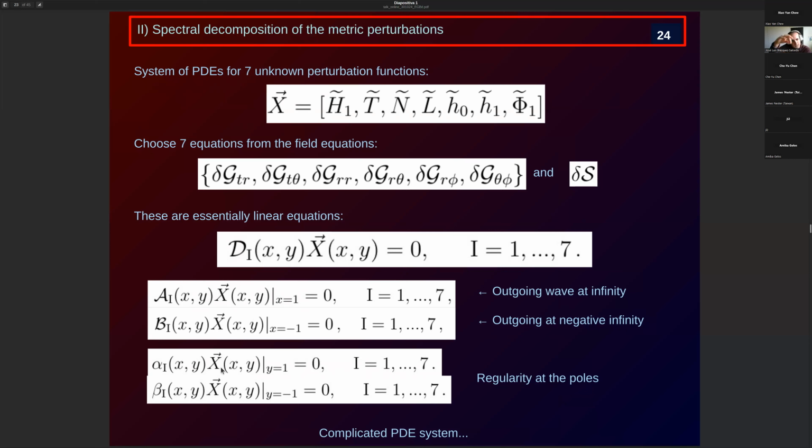Then you have the symmetry axis, if you want, theta 0 and theta pi. So there, what you have to impose is regularity. Okay. The idea is similar to what I told you for the background. You require that your perturbation functions are regular or outgoing, ingoing at the corresponding boundaries, and you study what the PDEs tell you about the perturbation. And those conditions can be written again as a set of linear equations, okay, in terms of the perturbation functions. So now you have your system of PDEs and boundary conditions at these boundaries.